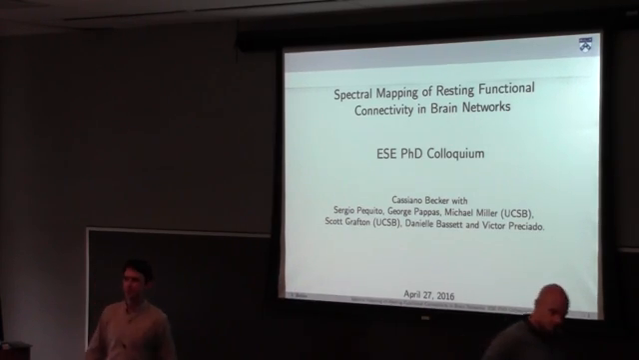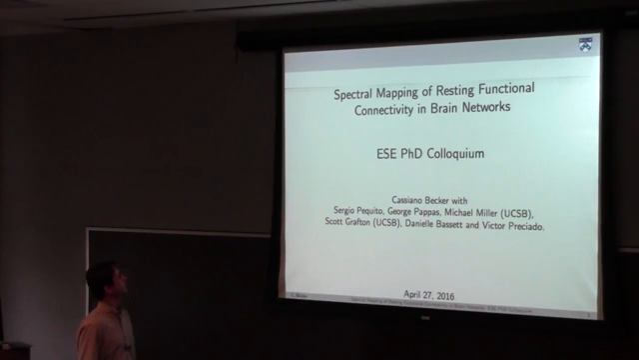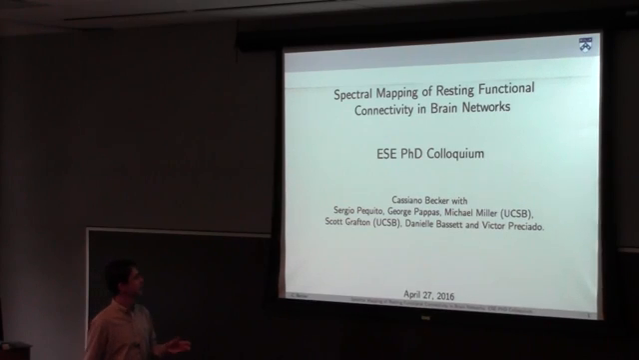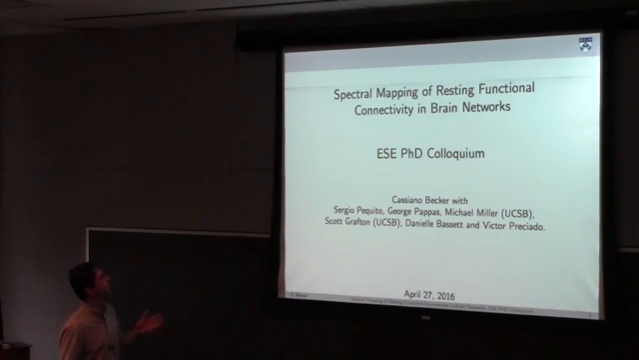Thanks, and thank you all for coming. I'm going to talk about research that we did in collaboration with Sergio Piquito, Professor George Papas, Danielle Bassett, and Victor Preciado here at Penn, in collaboration with Professor Michael Miller and Scott Grafton at University of California, Santa Barbara. And the talk is about spectral mapping of resting functional connectivity in brain networks.